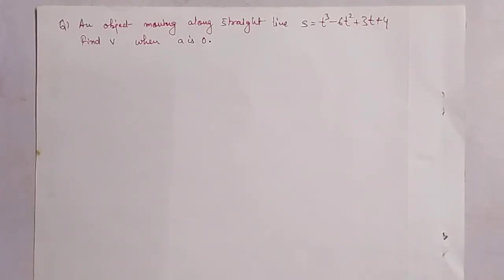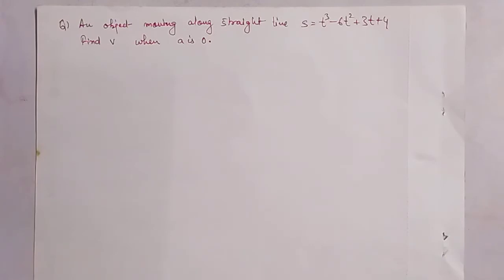Now there is the third question also with us. An object is moving along a straight line such that the relation is given between the displacement and the time as s equal to t cube minus 6t square plus 3t plus 4, and we have to find the velocity when the acceleration is 0.